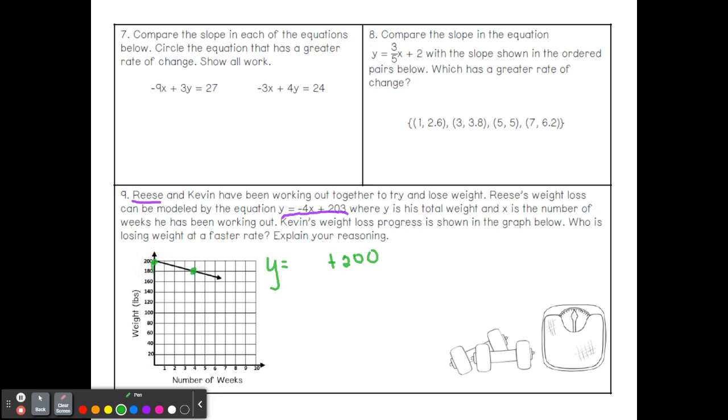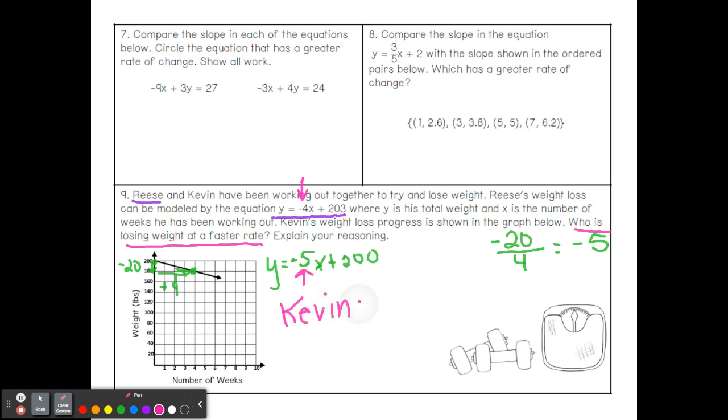So we need to figure out how quickly he's losing weight. So remember, we can look at y decreased 20, meaning he dropped 20 pounds in 4 weeks' time. So this is a decrease of 5 pounds per week. So that is our rate of change. So the question we're asked is who is losing weight at a faster rate? Reese is losing 4 pounds a week and Kevin is losing 5 pounds a week. So Kevin is losing weight at a faster rate, right? He is losing 5 pounds a week.